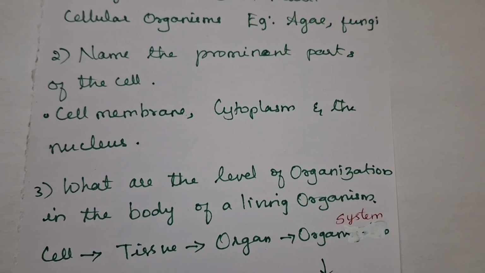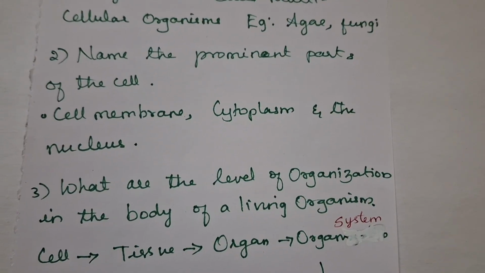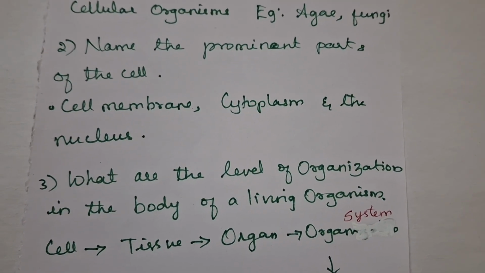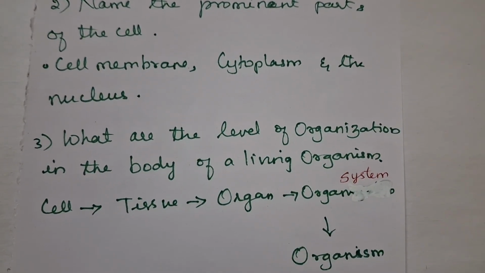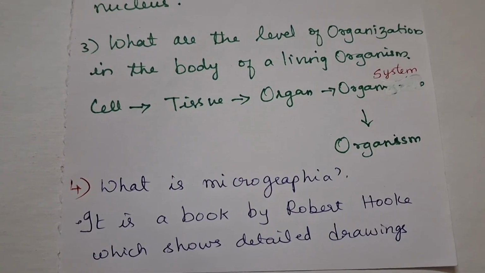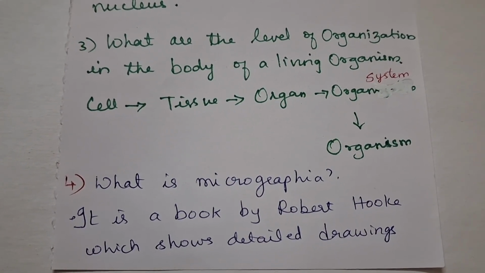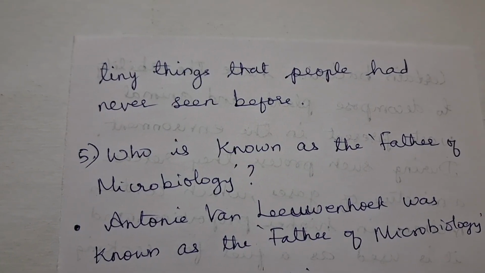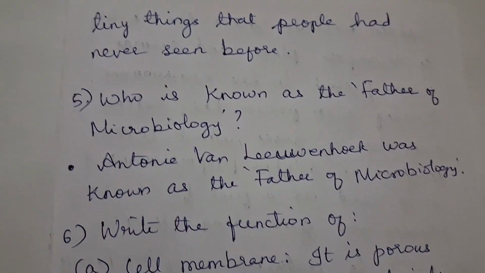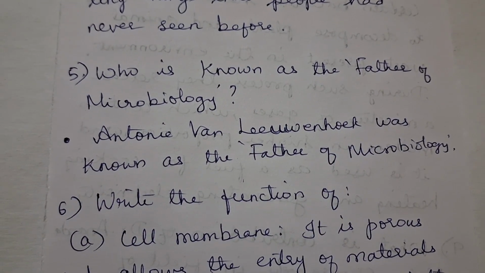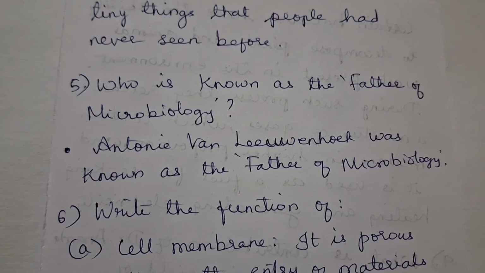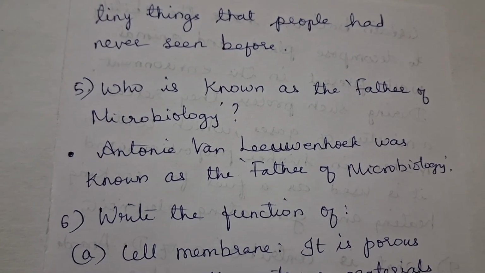What are the levels of organization in the body of a living organism? Cell, tissues, organ system and organism. What is Micrographia? It is a book by Robert Hooke which shows detailed drawings of tiny things that people had never seen before. Who is known as the father of microbiology? Anthony van Leeuwenhoek is known as the father of microbiology.